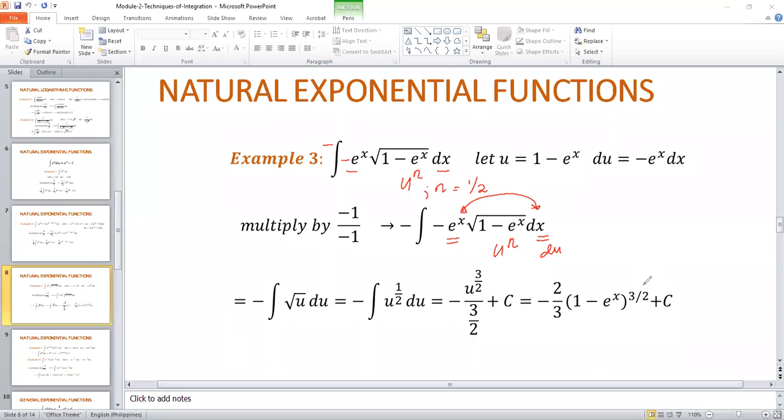So this is an integral that is dealing with an exponential function, a natural exponential function. It's not yielding a natural exponential function, but it deals with it. Okay?